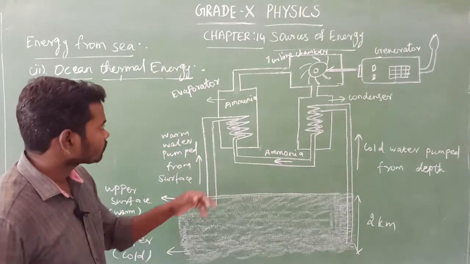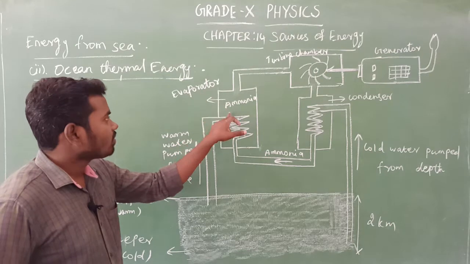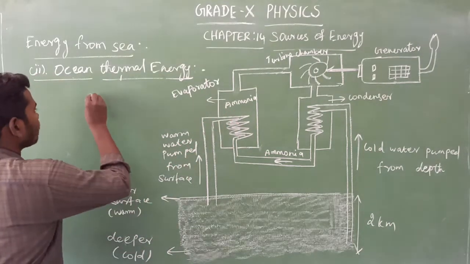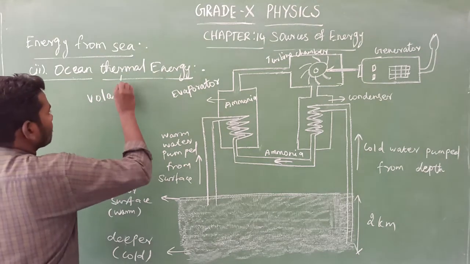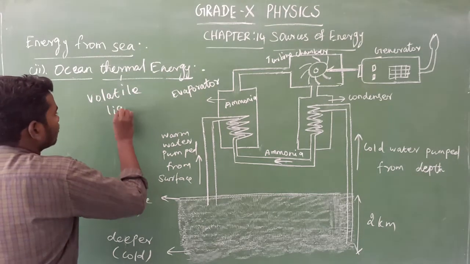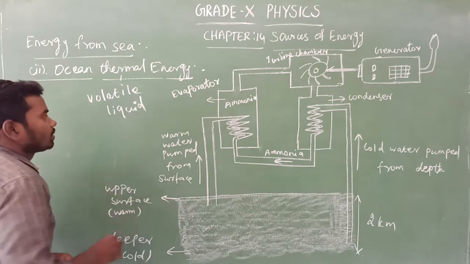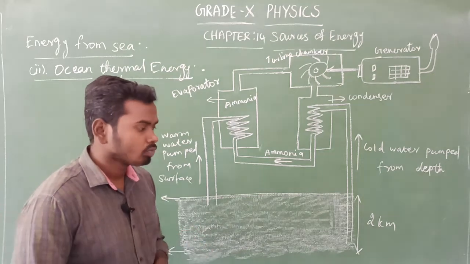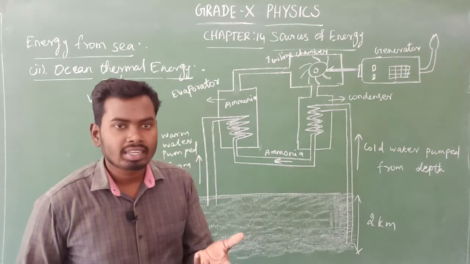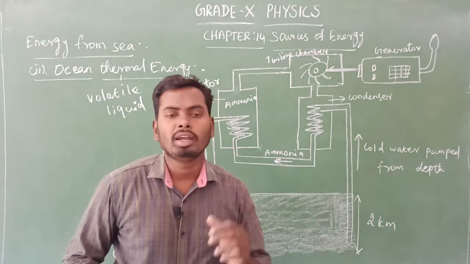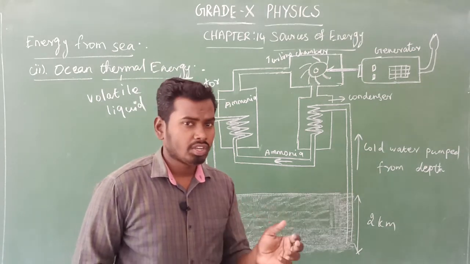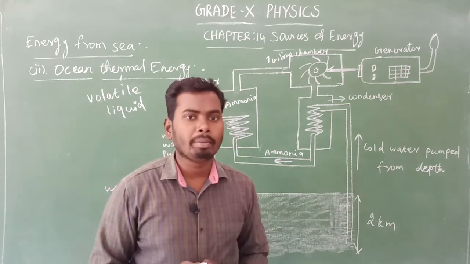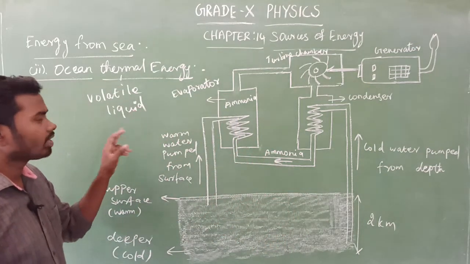Look at here, this is the evaporator. In the evaporator there will be a volatile liquid. What is a volatile liquid? A volatile liquid is a liquid which gets easily evaporated at normal temperature. That is called a volatile liquid.